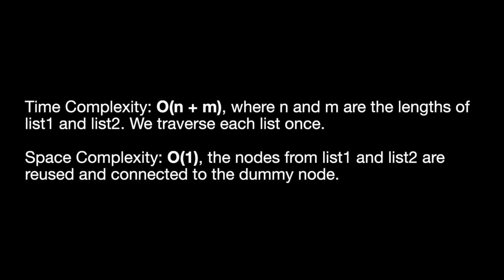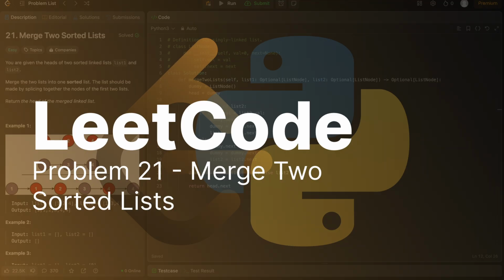Let's analyze the efficiency of our solution. In terms of time complexity, we have a complexity of O(n + m), where n and m are the lengths of list 1 and list 2, as we traverse each list once. And we have a space complexity of O(1), as the nodes from list 1 and list 2 are reused and simply connected to the dummy node. And that's how we solve LeetCode problem number 21.